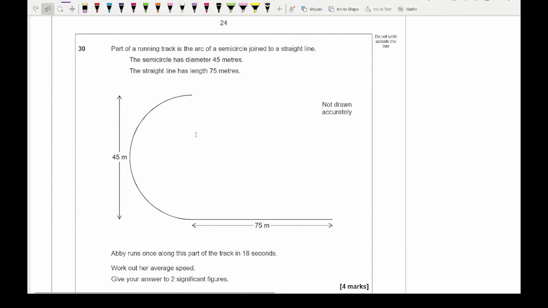Moving on to question 30, a part of a running track is an arc of a semicircle joined by a straight line. The semicircle has a diameter of 45 meters. The straight line has a length of 75 meters. Abby runs along this part of the track in 18 seconds. Work out the average speed. Give your answer to 2 sig fig.